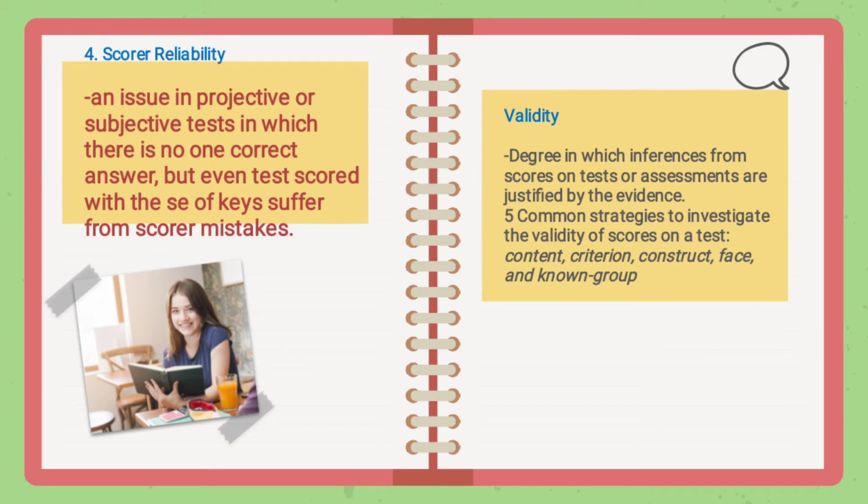Next is the scorer reliability. So, it is a fourth way of assessing reliability. It is yung score reliability. So, it is an issue in projective or subjective tests in which there is no one correct answer. No? Walang correct answer, but even test scores with the use of a key suffer from scoring mistakes. So, for example, no, score reliability, gaya yung sa mga hurado sa Tawag ng Tanghalan, no?